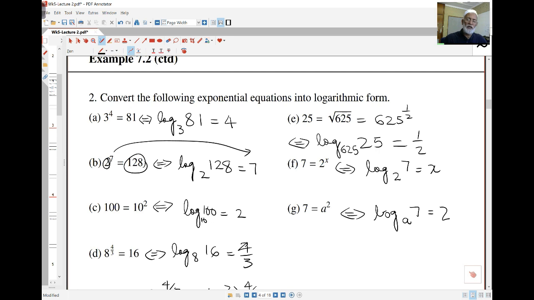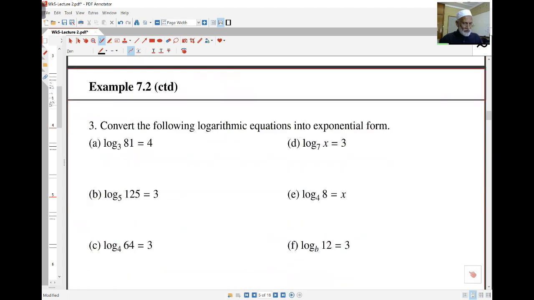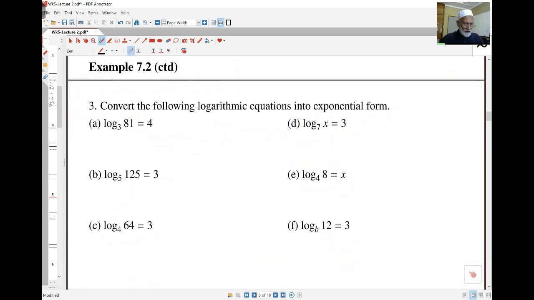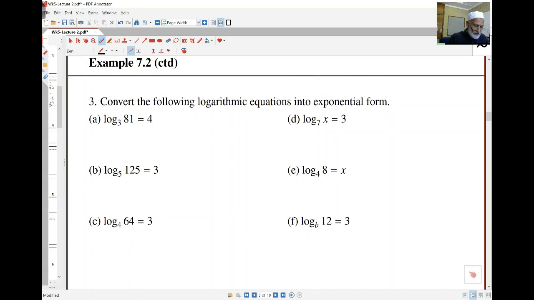So this is just the interplay between logs and indices. Move on a little bit. Convert the following logarithmic equations into exponential form. So that essentially means that 81 should be equal to 3 to the 4th. That means that 125 should be equal to 5 cubed.